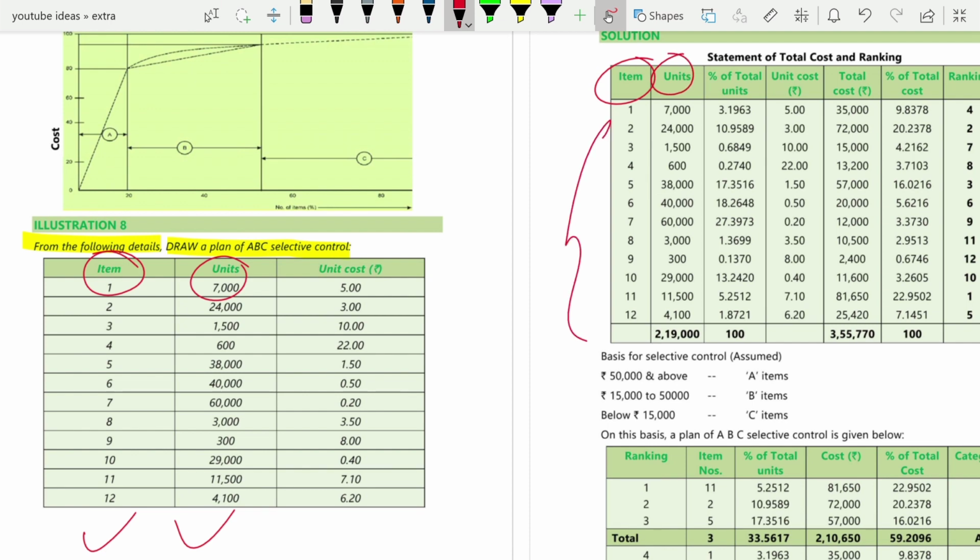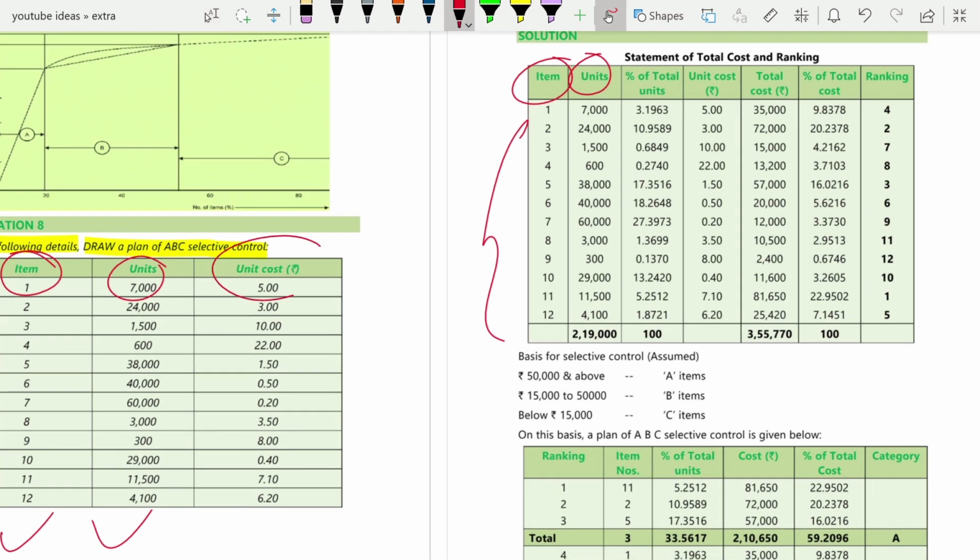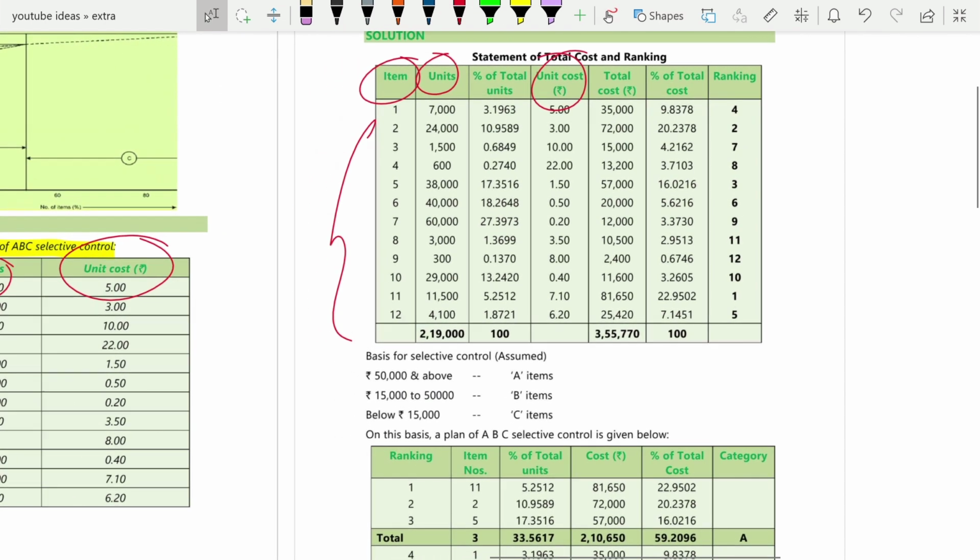After doing that, all the three columns actually, unit cost also you can take and put it here. Once you have put all the three columns, the next thing you have to do is find the total cost. First find out the total cost. So total cost, how will you find out? Number of units into per unit cost.